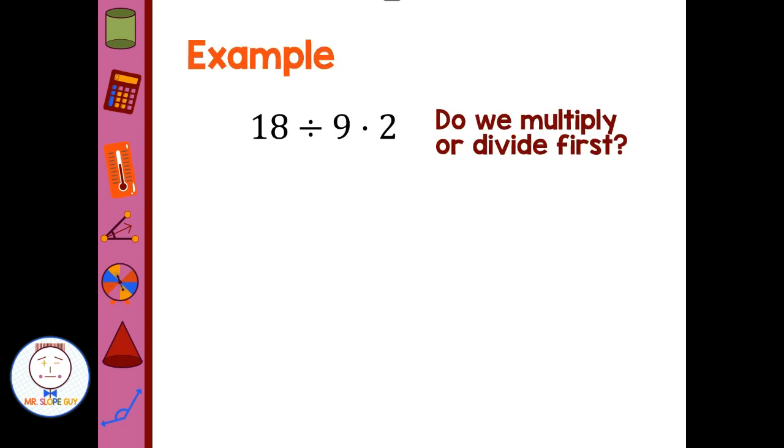So for example, if I have 18 divided by 9 times 2, I don't have any parentheses or exponents to worry about, so I'm to the step where I'm multiplying and dividing from left to right. So do we multiply or divide first? Well, we're going to divide 18 divided by 9 to get 2. Then we have 2 times 2, which is 4. So in this case, we actually did divide before we multiply. So we're doing those as one step together from left to right.